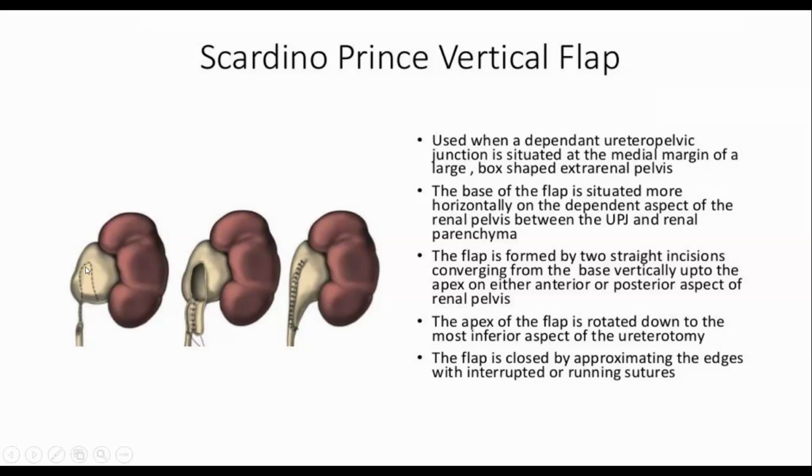So we have marked the incision site. This incision is carried along the lateral border, and the inferior part of the flap is sutured to the inferior apex of the cut end of the ureter, and the DJ stent is placed.